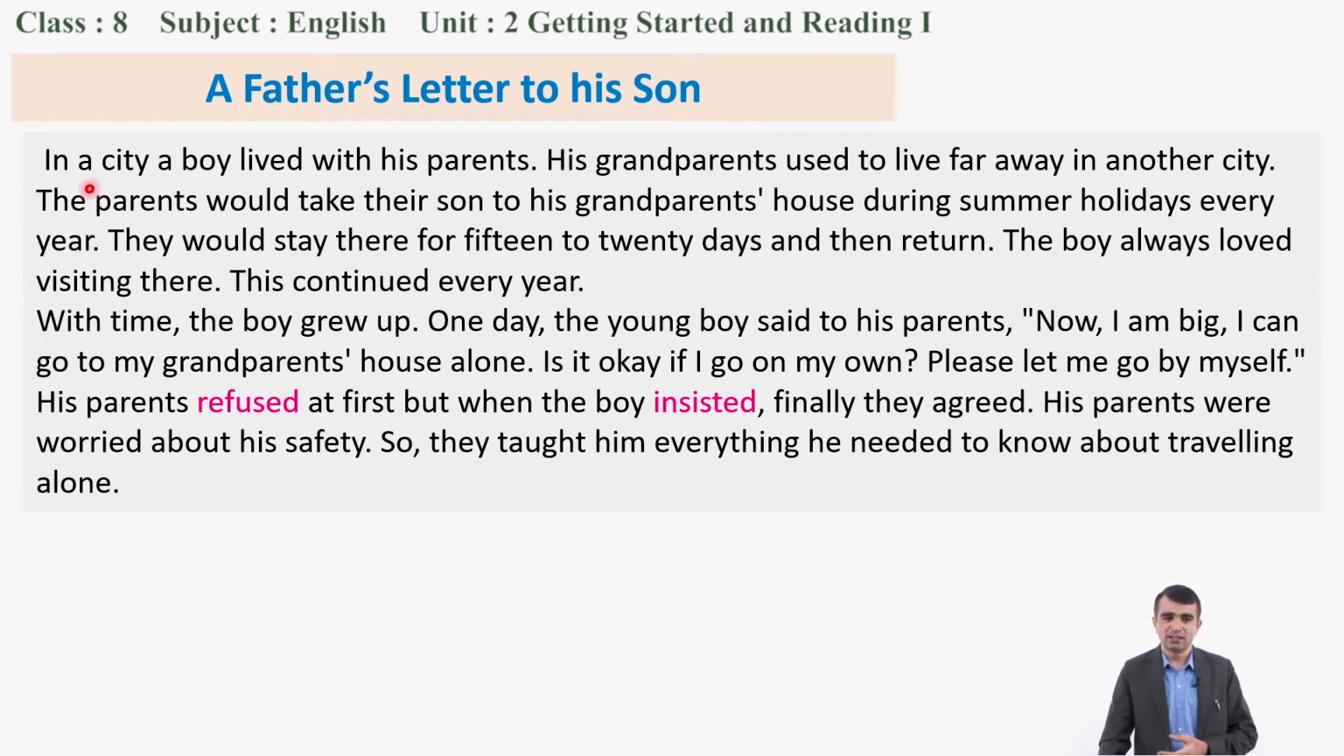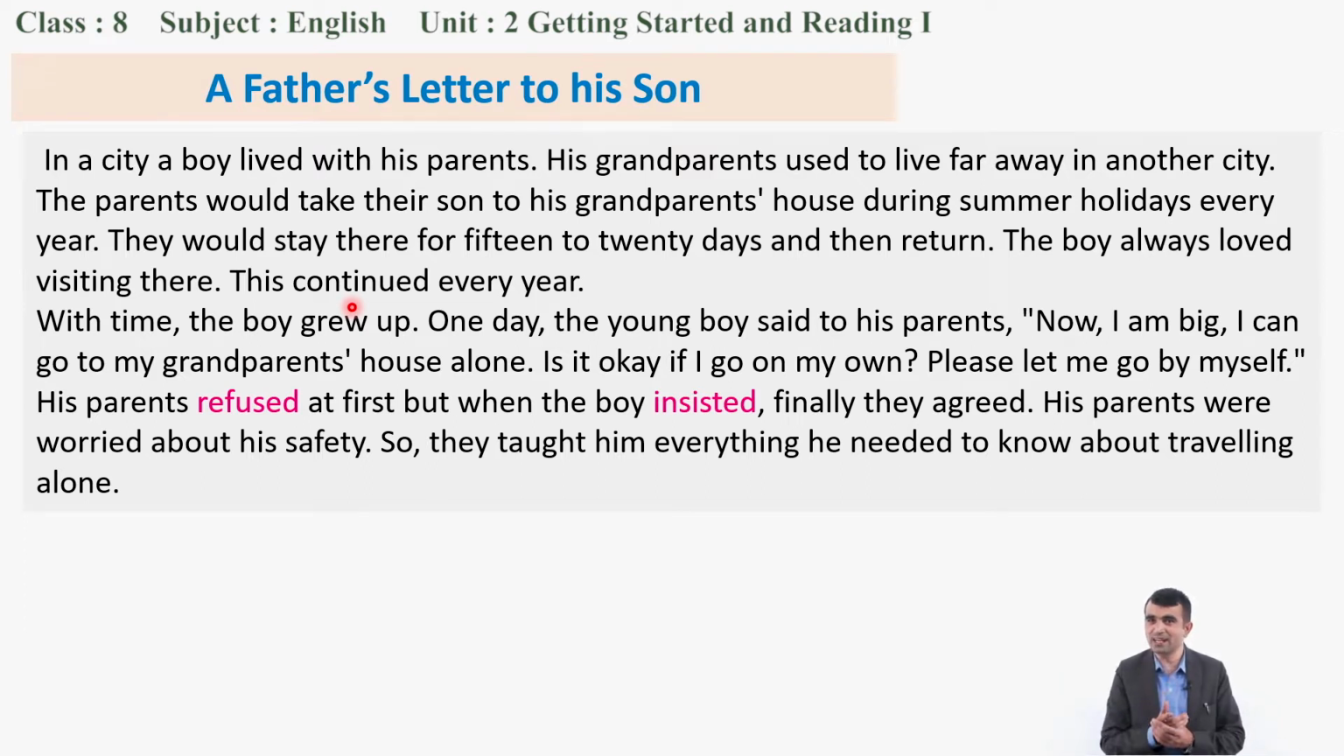Let's read it. In a city, a boy lived with his parents. His grandparents used to live far away in another city. The parents would take their son to his grandparents' house during summer holidays every year. They would stay there for 15 to 20 days and then return. The boy always loved visiting there. This continued every year. Where did they used to go during summer vacation?